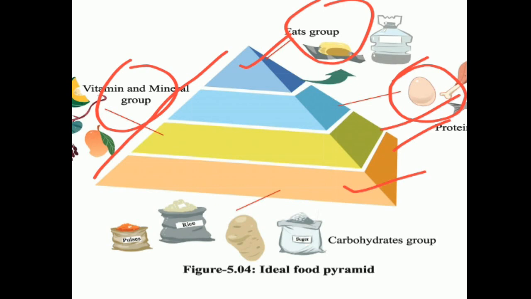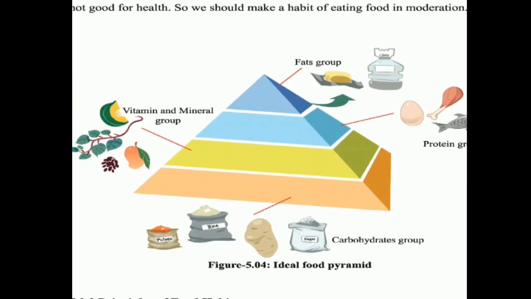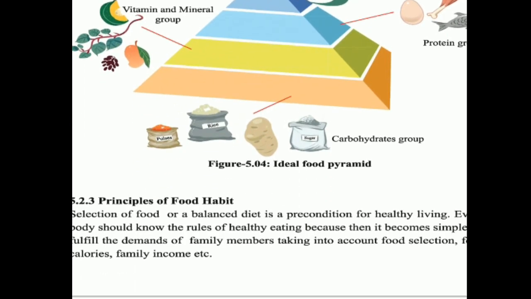We have to choose what we eat according to the food pyramid, and then we will be able to eat a balanced diet. Generally we eat tasty food the most. This habit is not good for our health. So we should make a habit of eating food in moderation. Okay, so that's all about the ideal food pyramid. Hope you have understood this portion clearly.